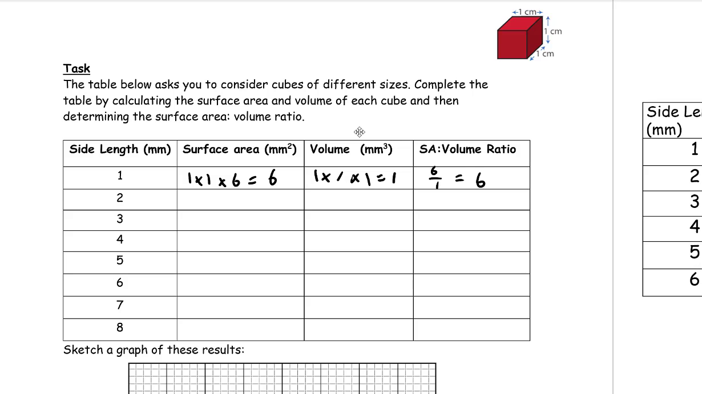Now you might see that written as a whole number, or you might see 6 to 1, either's fine. This, 2 times 2 times 6, so 4 times 6, 24, 2 times 2 times 2, 8. 24 divided by 8, 3. So as we can see here, even from these ones, in fact, let's just show you the rest of the results.